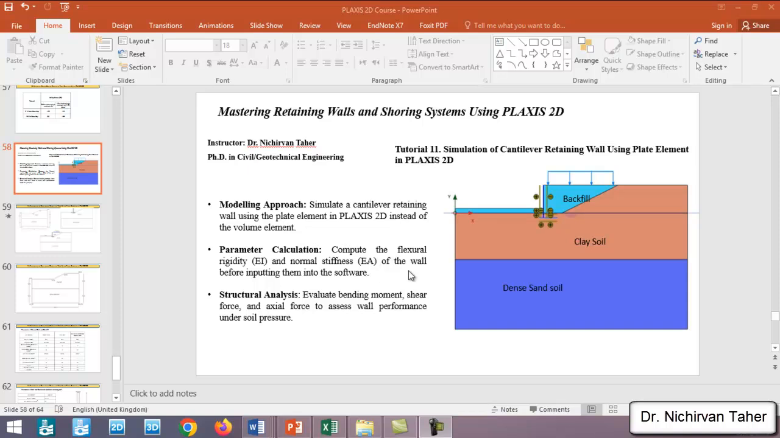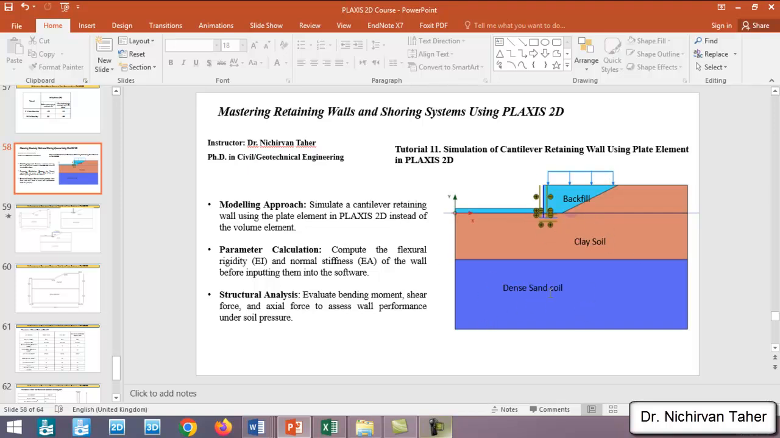Also, we will see that when we simulate the retaining wall using a plate element, we can see the forces in the element, like the bending moment, shear force, and axial force, etc. Okay, so this is going to be our example in this tutorial.